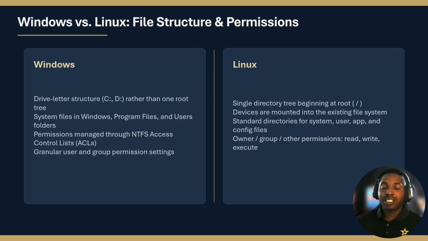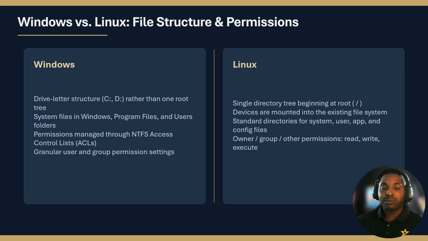So Windows and Linux both organize files into directories, but they do it differently. Windows separates storage into drive letters like C and D, while Linux uses a single directory tree that starts at the root directory. That makes Linux feel more standardized because everything branches from one location.